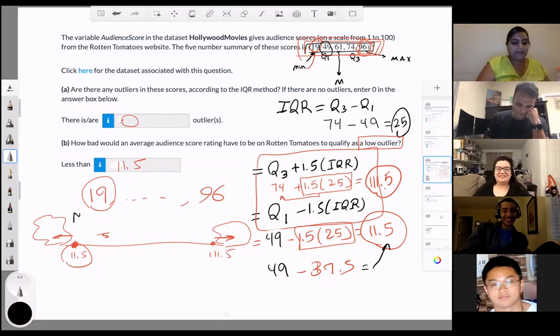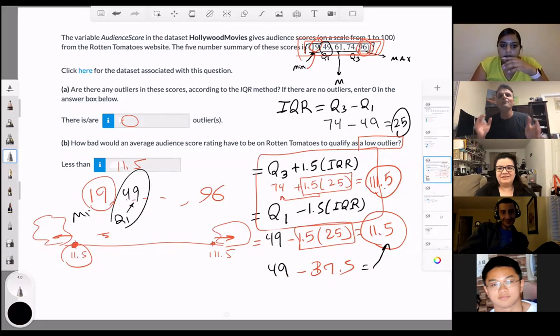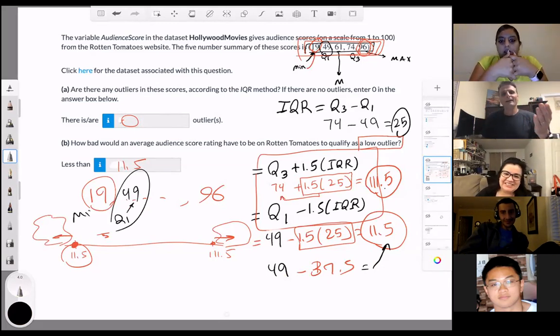So this is a minimum. Q1 is 49. Thank you so much. All right, so that's how we find the outlier in a 5-number summary. And you have a few questions like this in the homework.